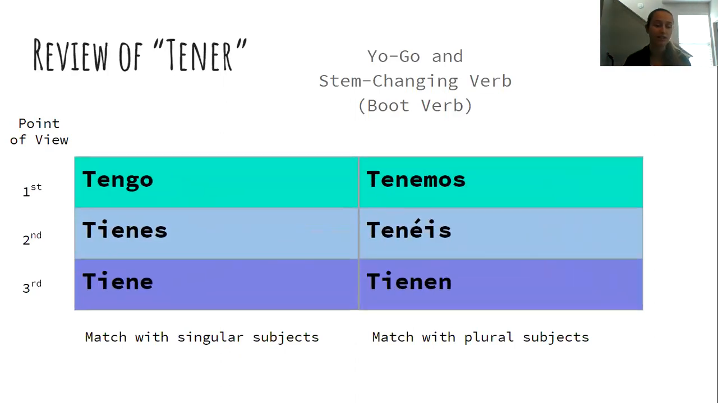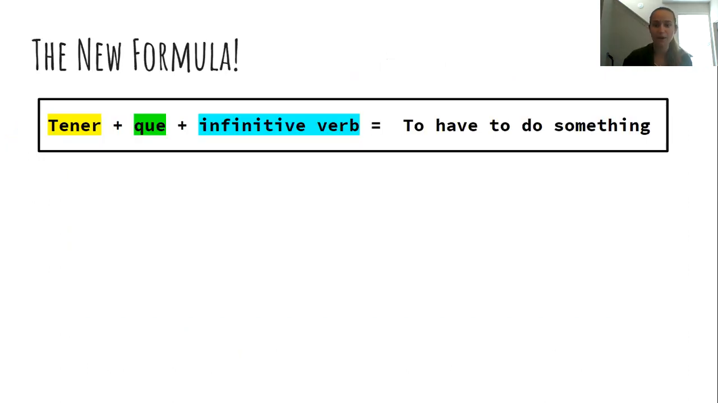So here it is in the yo form, tengo, then we have tienes, tiene, tenemos, tenéis, and tienen. Hopefully that rings a bell. It was the second verb that we ever learned, and we worked on it pretty recently. So what are we going to use to have to talk about?